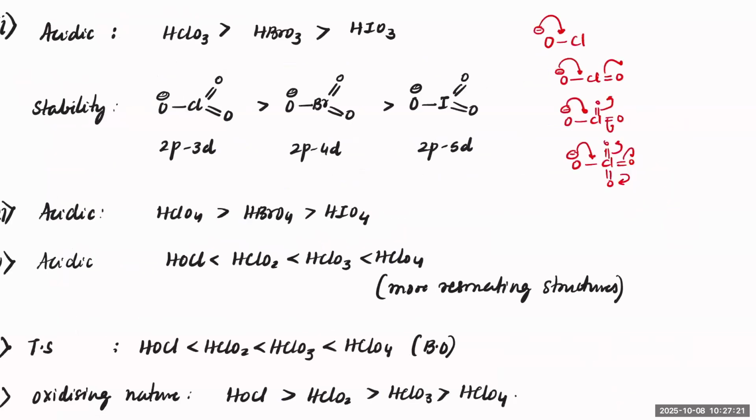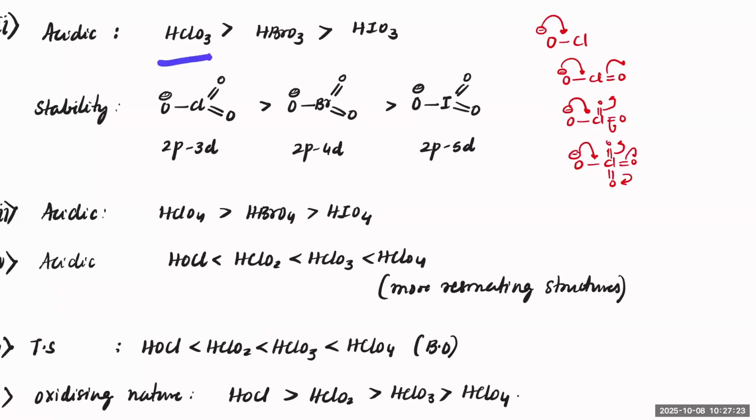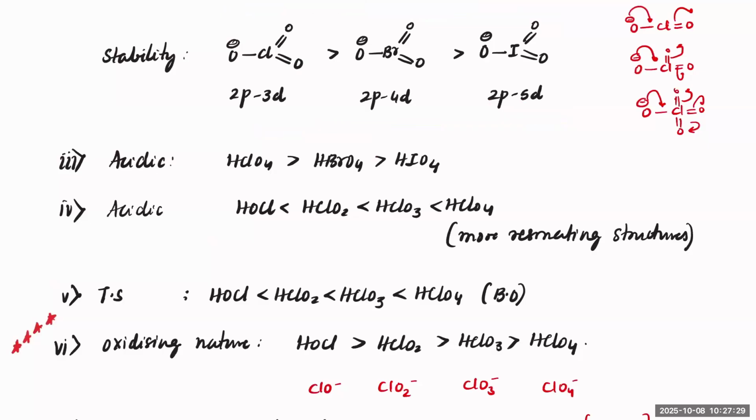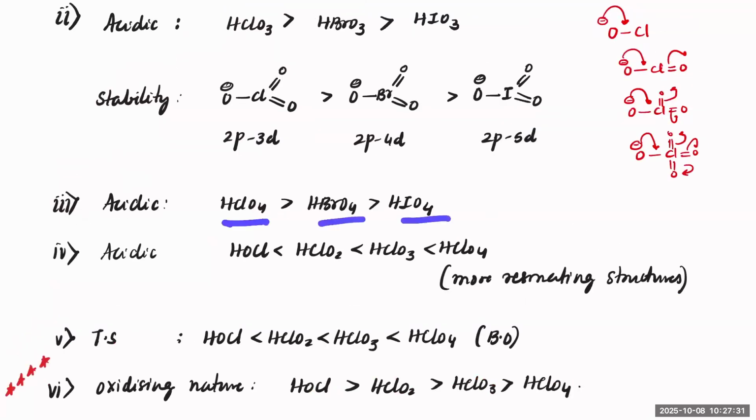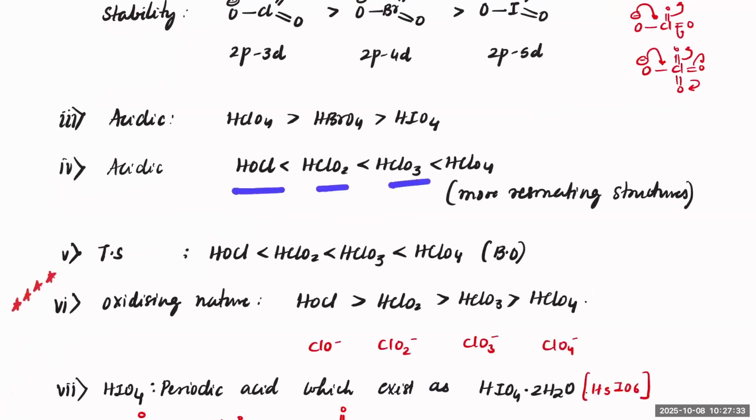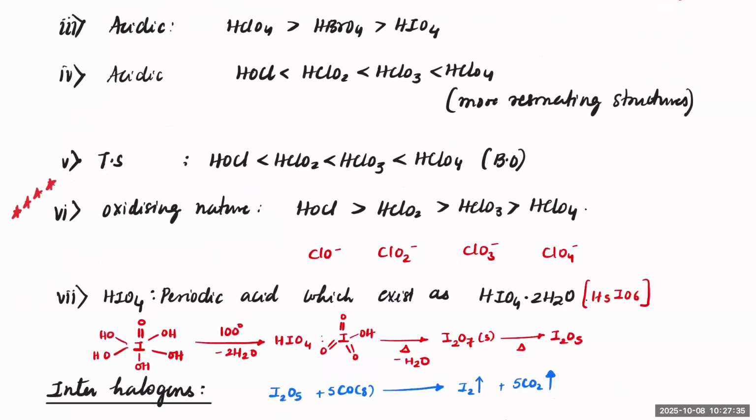You can see the acidic nature, HClO3, HBrO3, and HIO3. This is how the stability would be. The acidic nature of HClO4 will be in a similar form. Acidic nature of HOCl up to HClO4 will be in this form. Thermal stability will be increasing. Just now I told you bond energy is more for this part, so that's where thermal stability will also be more. Oxidizing nature will be decreasing. That's also I just discussed.